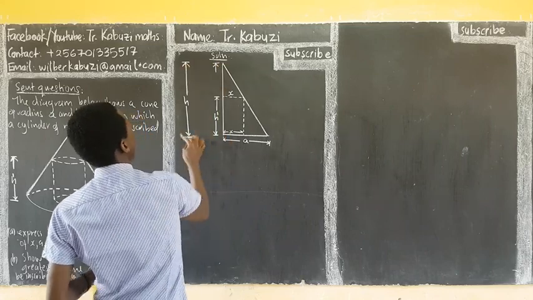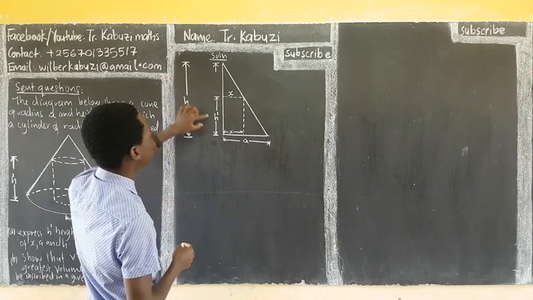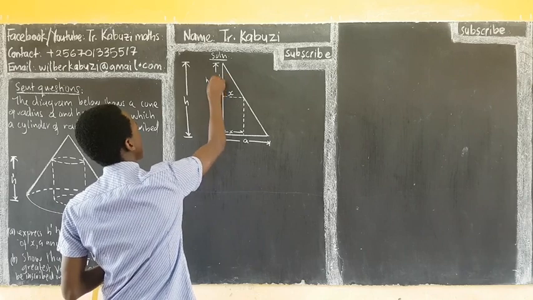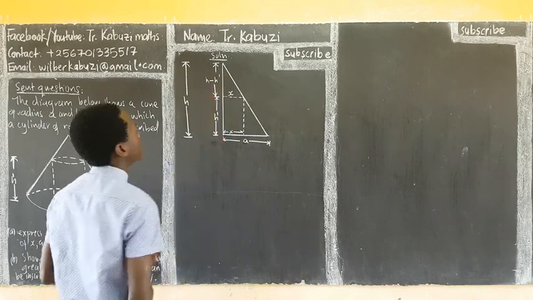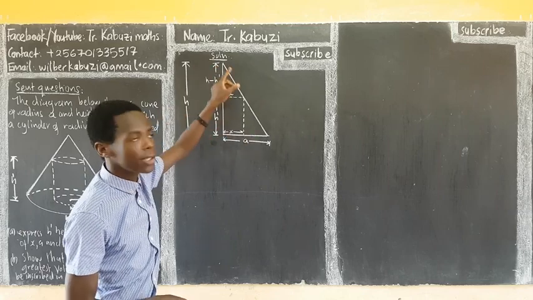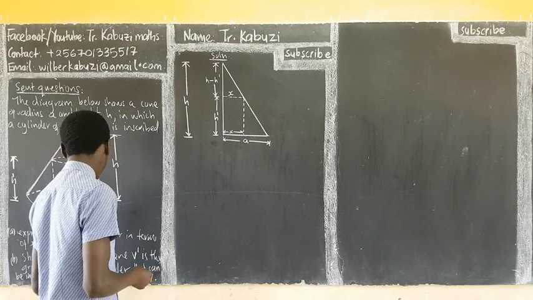So if from here up to here is h, and from here to here is h prime, it means that for this one I take this minus this. It will be h minus h prime. So that will be the height from there up to there. So now we have this similar to this. This is the small one, this one is the big. So there we use that similarity.